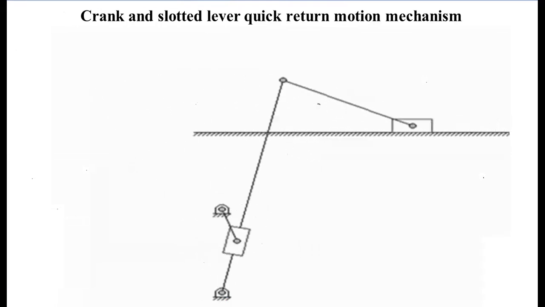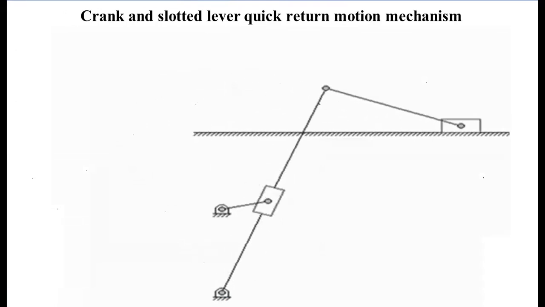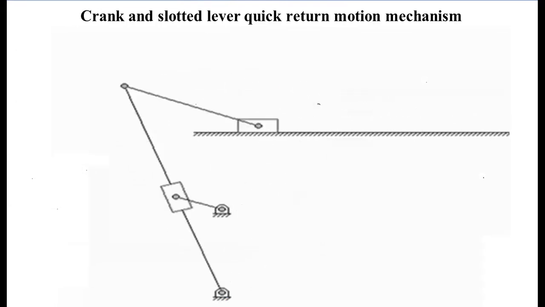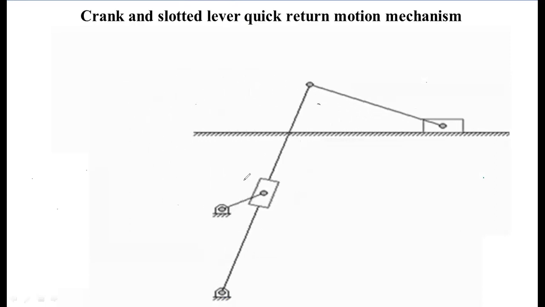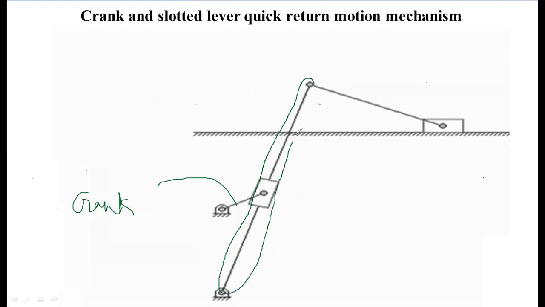Moving ahead, to the last mechanism of the single slider crank chain, which is the crank and slotted lever quick return motion mechanism. Right? Why are we calling it a crank and slotted lever quick return motion mechanism? Because see, this is our crank. This is actually our slotted lever. It will have somewhat this shape. This is my slotted lever. So crank and slotted lever.